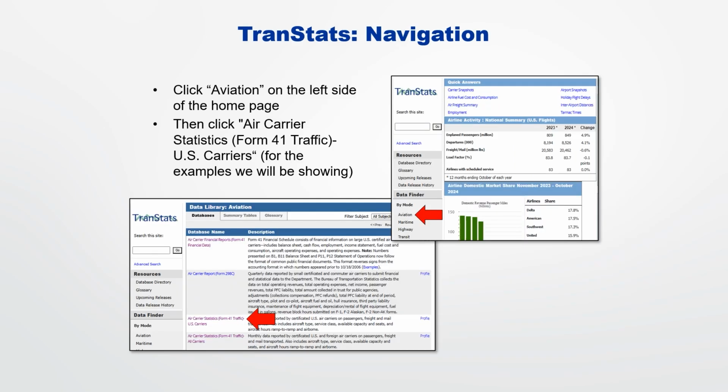To navigate to the T100 domestic market, click Aviation on the left side of the home page. Then click Air Carrier Statistics Form 41 Traffic, U.S. Carriers.